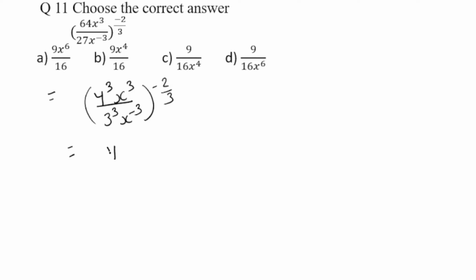Now assign the exponent separately and use the power of exponent property. That means power is multiplied. 4 to the power 3 multiply minus 2 by 3. X to the power 3 multiply minus 2 by 3.